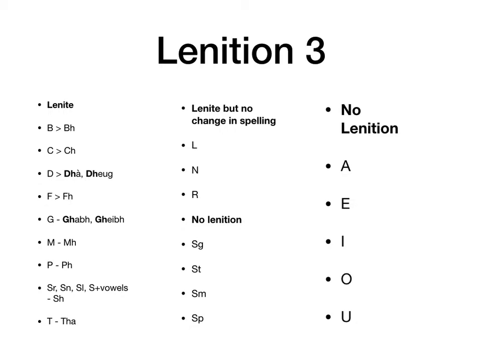Words which begin sr, sn, sl, s plus a vowel, they become h. Literally the s disappears and it just becomes an h. And the same thing applies with t, and as you've seen in many sentences already, th. That's the same as in ha. It's just an h sound. L, N and R don't change in writing. It's hard to really pick out, but don't worry about it too much.